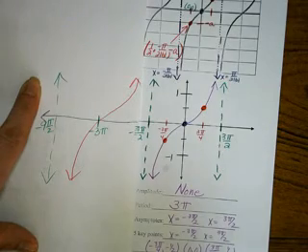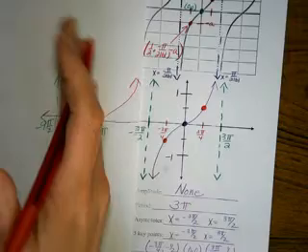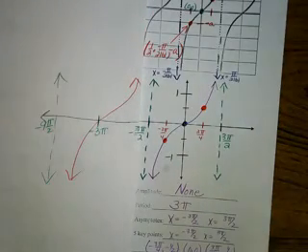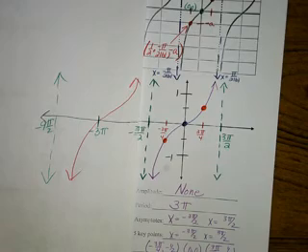Does that make sense? This would go again and again and again. But we're just showing one cycle of tangent. But don't lose sight of the fact that this continually repeats itself infinitely in both directions. Questions? Any questions? All right.